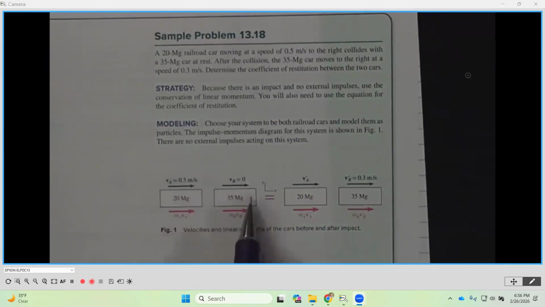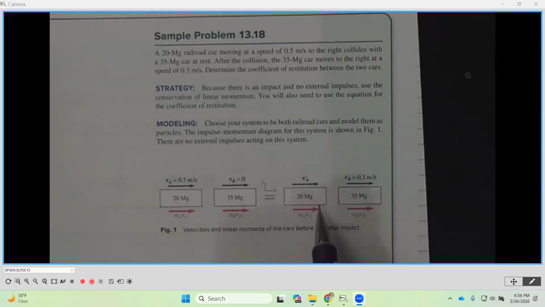It is going to collide with car B, which is 35 megagrams, and it is going at a velocity of 0. So it is at rest. It's just standing still right now, and it's going to get hit by car A. After the collision, the 35 megagram car is going to move to the right at a speed of 0.3 meters per second. So they're not sticking together after the collision, but B is going to continue on.